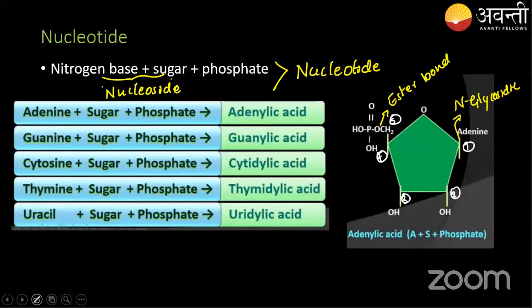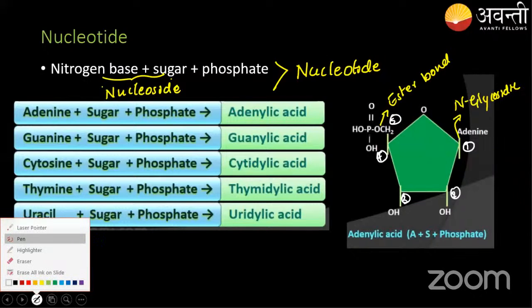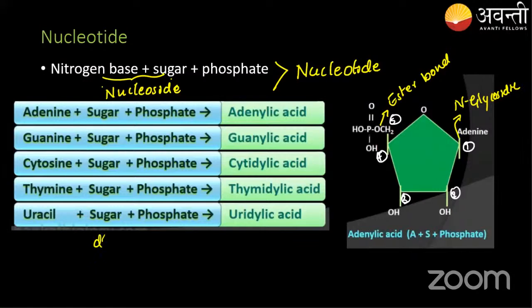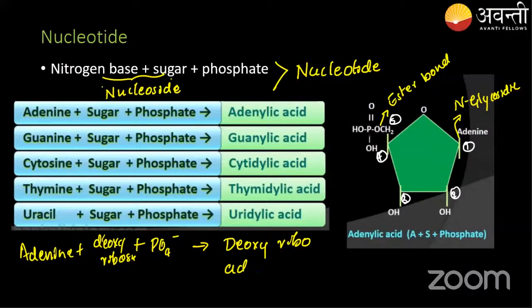What happens if the same thing happens with the deoxyribose sugar? I will take the example of adenine: adenine plus deoxyribose plus PO4. Then it will be called deoxyriboadenylic acid. So you have to add the deoxyribo. Same thing: deoxyribocytidylic acid, deoxyribothymidylic acid. This is how you have to state it.